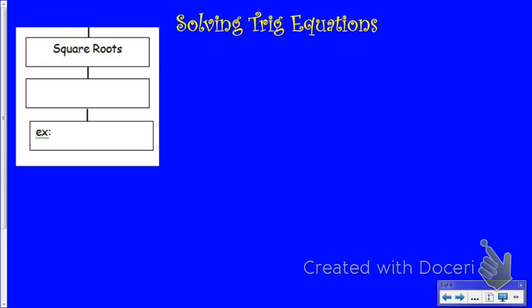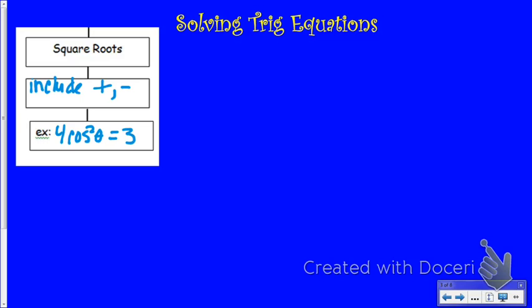So the first strategy on there is taking square roots. Now, if you guys look, there's a big blank box there to start off with, because what you need to remember, anytime you take a square root, you need to include the positive and negative answer. So we're going to include both the positive and the negative. Now the question that we're going to solve that's going to use square roots is going to be 4 cosine squared theta is equal to 3.